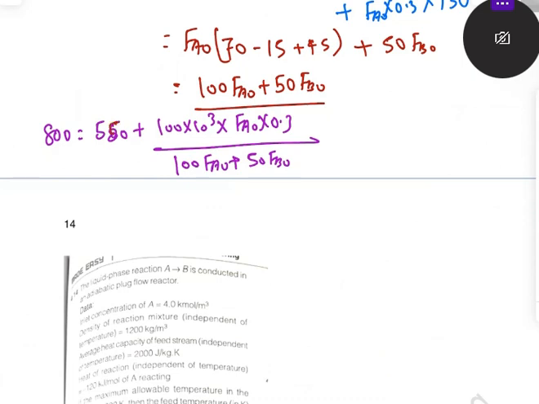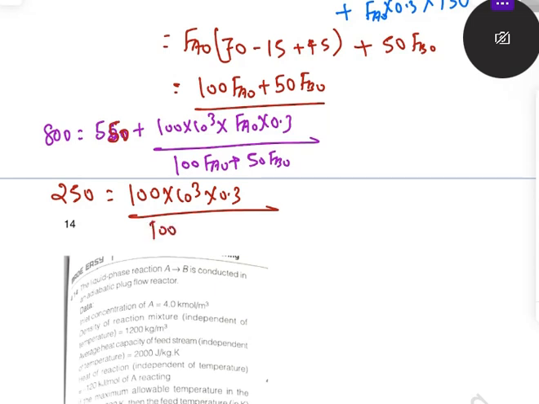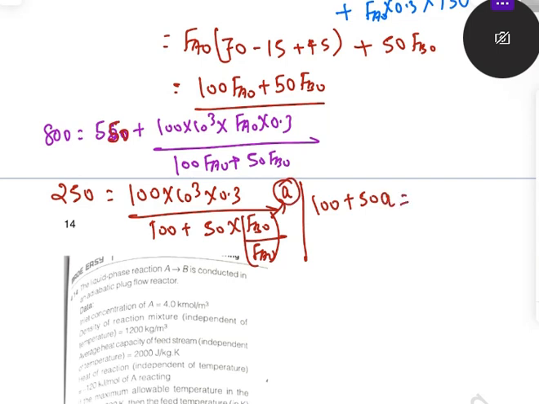If I take this term to this side, 50 plus 200, so there is 250, that equals 100 into 10 to the power 3 multiplied with 0.3, divided by, I'll divide numerator and denominator by FA naught, so that equals 100 plus 50 multiplied with FB naught by FA naught. We are supposed to calculate FA naught by FB naught, so let's try to solve these things. If I assume this term is a small a, then 100 plus 50a equals 100 into 10 to the power 2 multiplied with 3 divided by 250.